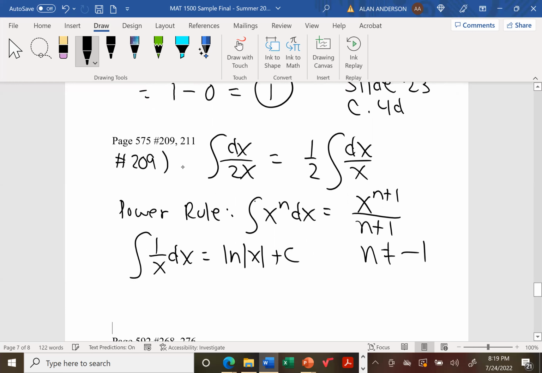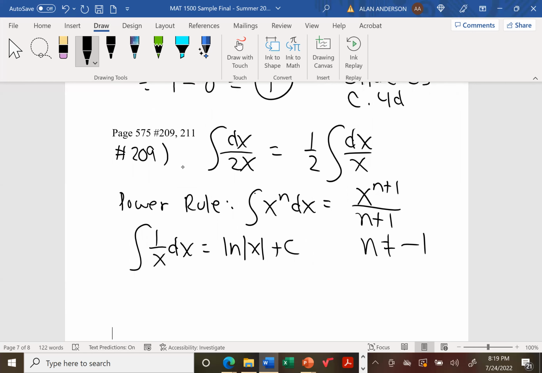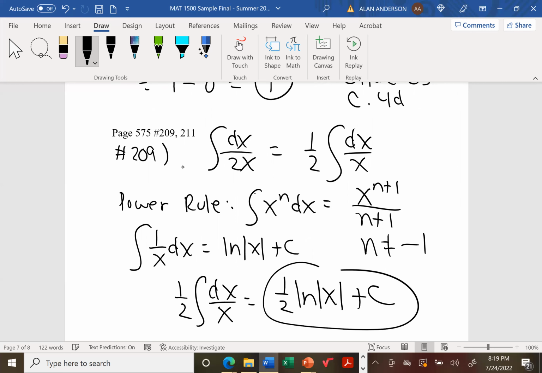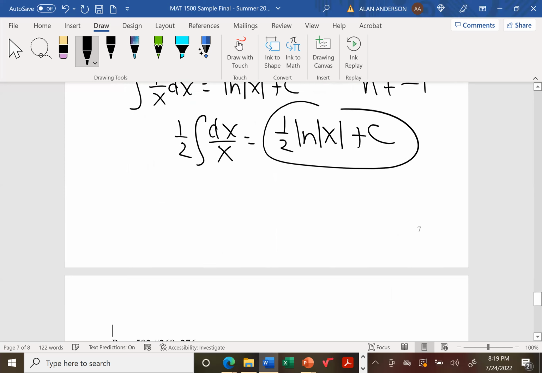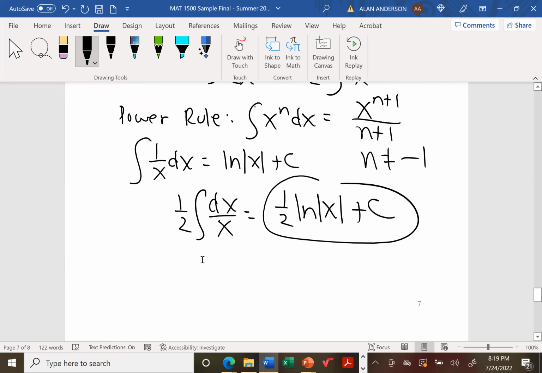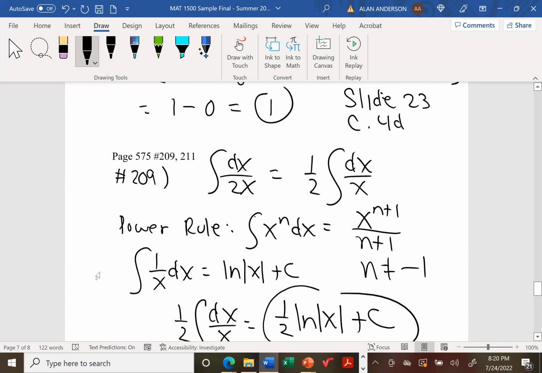And so here, because of that 1/2 on the outside, this one is simply 1/2 log absolute x plus c. And that's it, you're done. Wow. Some of these are really straightforward, but you have to remember that this is the natural log case. Okay. What about 211?